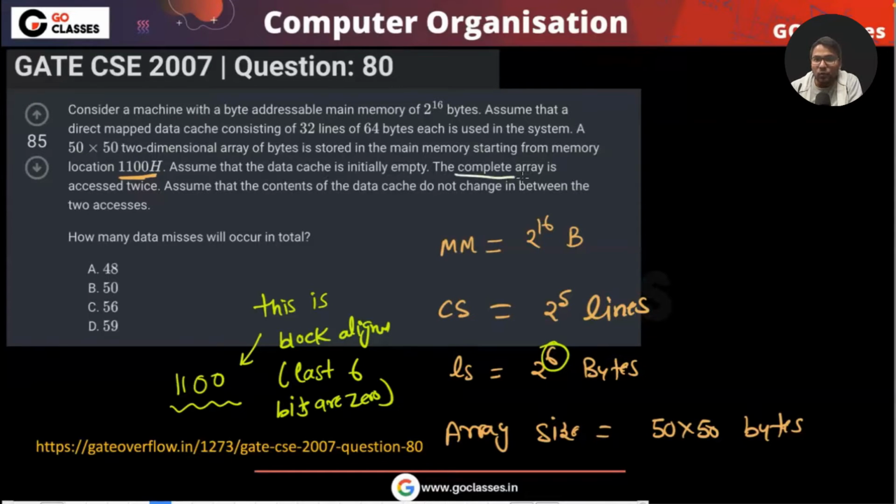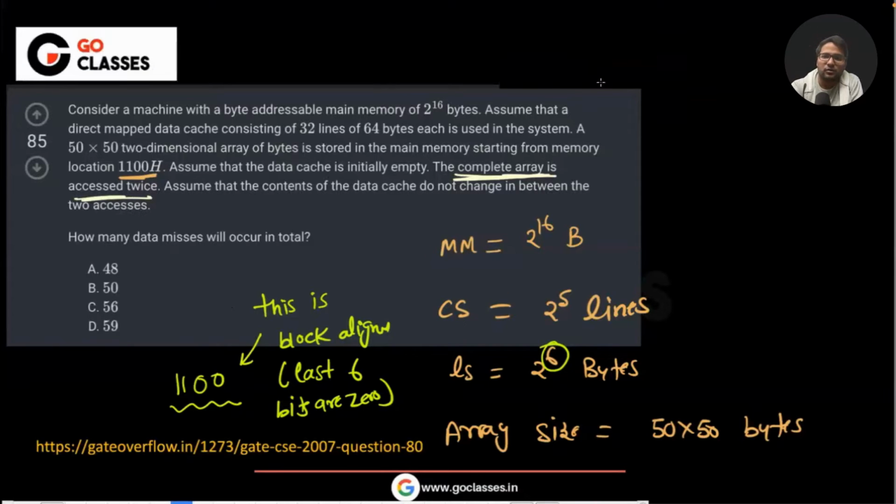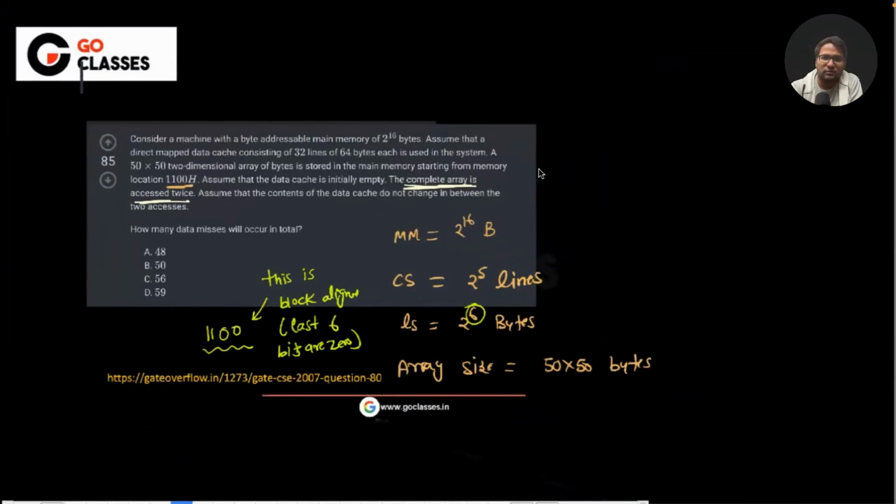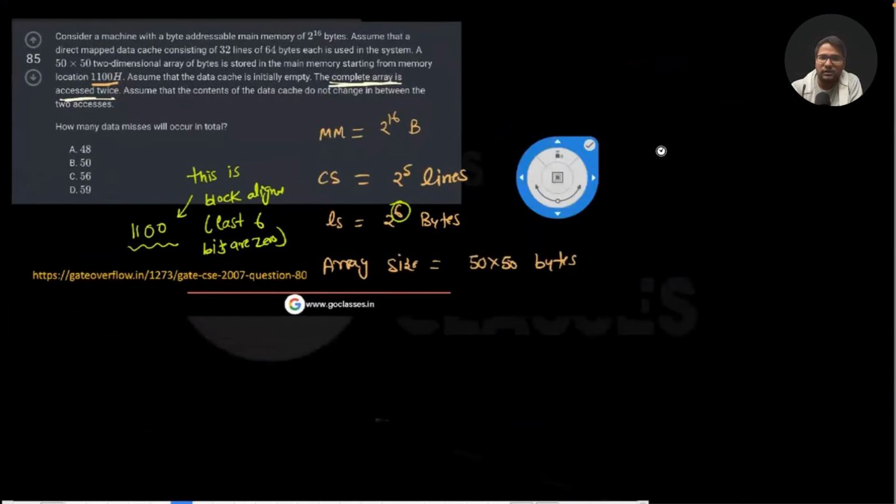That's very interesting. The complete array exists twice. Now assume the data cache has no change. How many data misses? Let's just solve this question. This is actually a very, very good question. Let's see if we can solve it. So they are saying that the array is being accessed twice. Cool. So let's write everything on the same page.